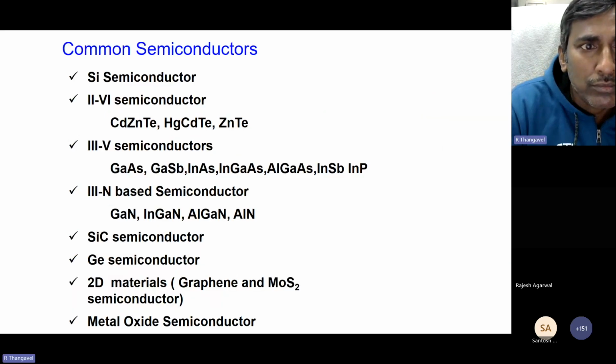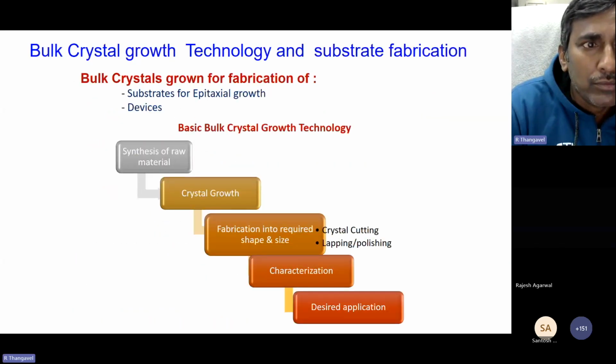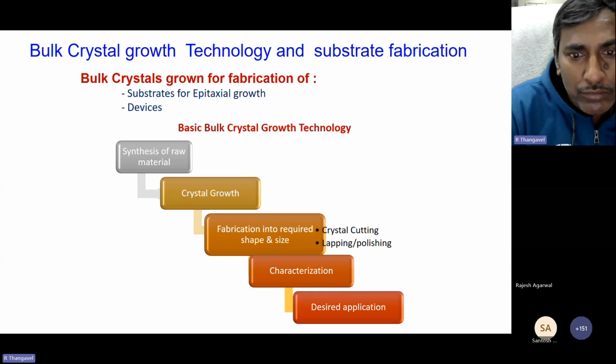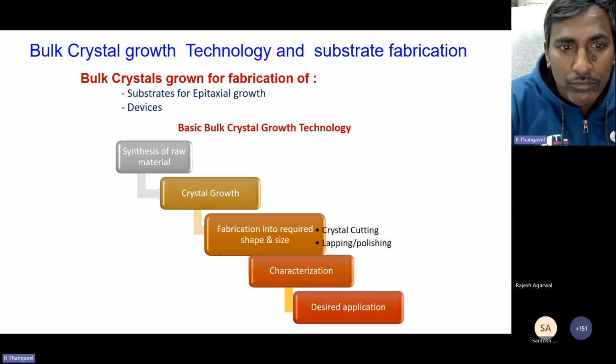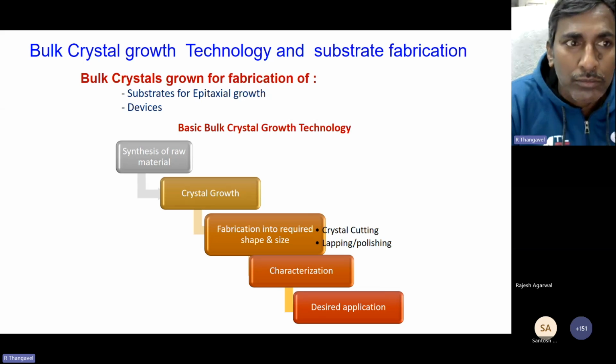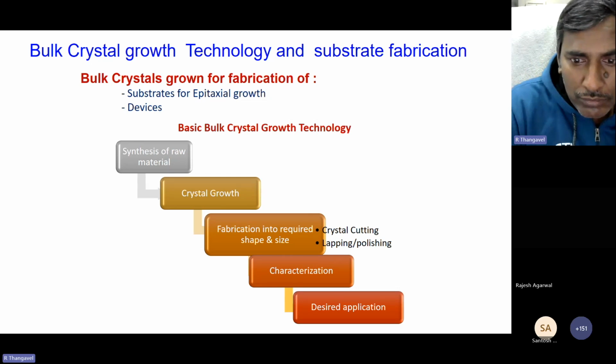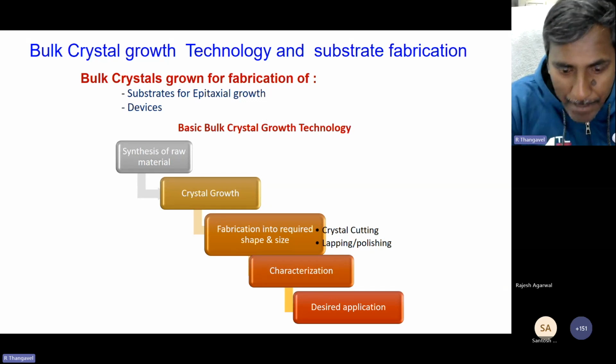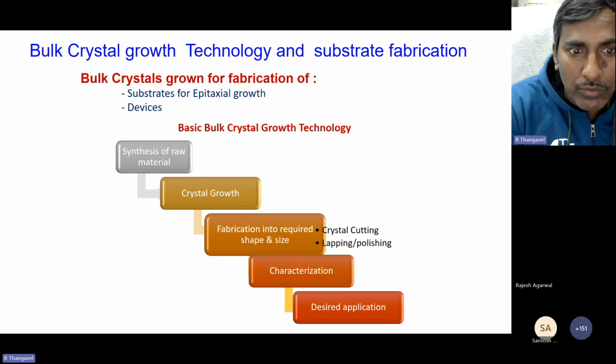Now come to bulk crystal growth technology and substrate fabrication. Bulk crystal growth is for fabrication of substrates for epitaxial growth of devices. First, one has to synthesize the raw materials, then the crystal can be grown, then fabrication of the bulk crystal: proper shaping, sizing, crystal cutting, lapping, polishing, then characterization of the bulk crystal. After characterizing, it is used for the desired application, for epitaxial growth, or sometimes it can be used as a substrate also.